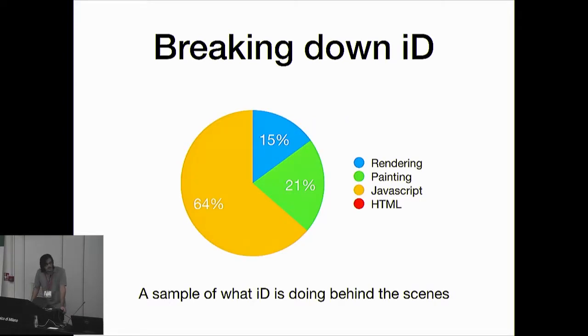If you look at what is happening behind the scenes, this is the breakdown of iD Editor when you're working on it. As you can see, 64% of the time is spent on JavaScript, which is basically computing and figuring out what to do, and then 15% is rendering. HTML is not even there because iD is very, very JavaScript intensive. So this major chunk of 64% is probably the place where we can improve.